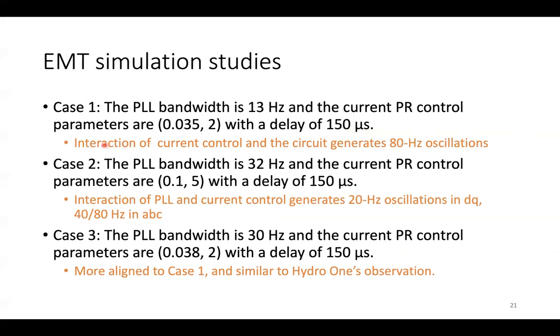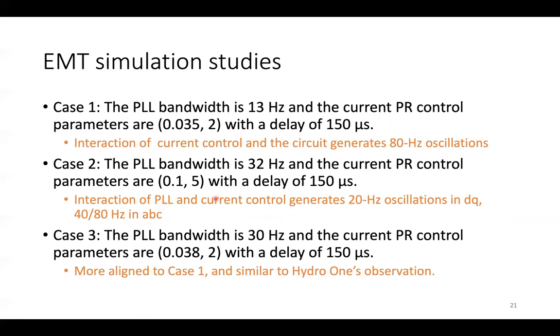So this one we are going to show mainly the interaction of the current control and the circuit, which will generate 80 Hertz oscillations. Then in the second case, we move the PLL bandwidth a little bit higher, and the current PR controller again much higher. This way we make sure the interaction of mainly the PLL and current control will generate 20 Hertz in DQ, and then you can see both 40 Hertz and 80 Hertz in ABC. So that's just for comparison.